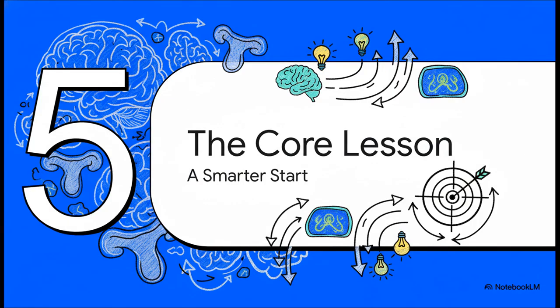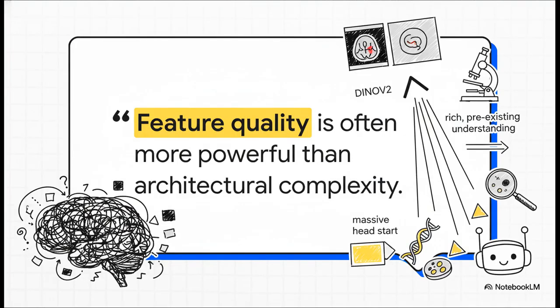So what's the big takeaway from all this? Why was this second approach so much more powerful? And it all comes down to this one simple idea. The quality of what the AI already knew at the beginning was more important than the fancy, complex design of the model we built. By giving the AI a rich understanding of the world with DINOv2, we gave it a massive head start. A smarter starting point was way more effective than trying to build a brain from scratch.